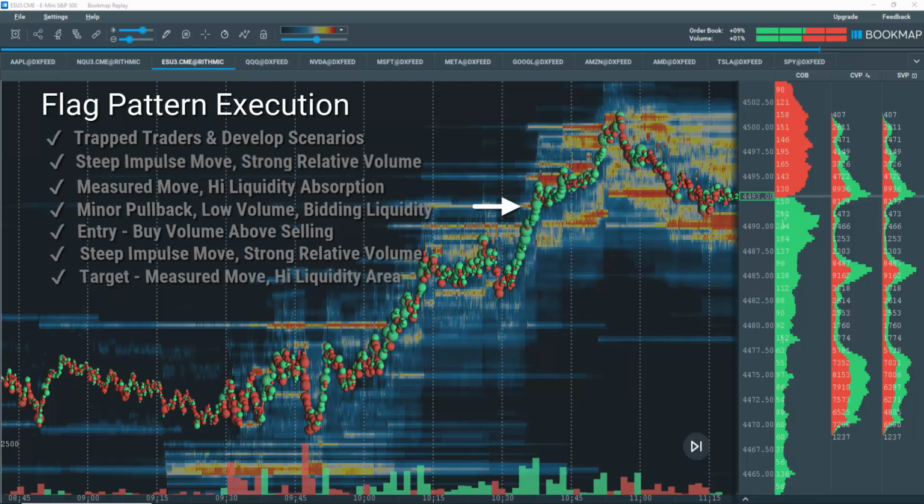Do we see absorption or selling enter? No, not yet. So we can hold our trade and manage it until we see absorption or heavy selling.